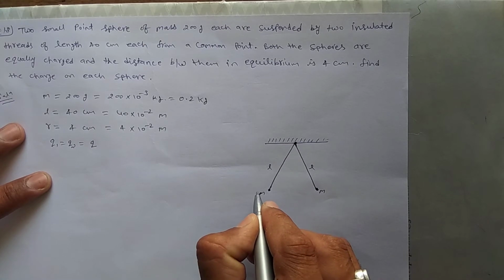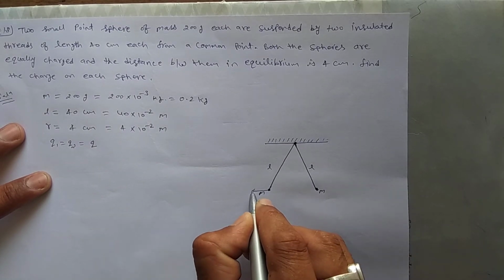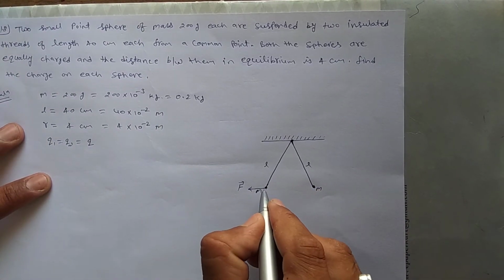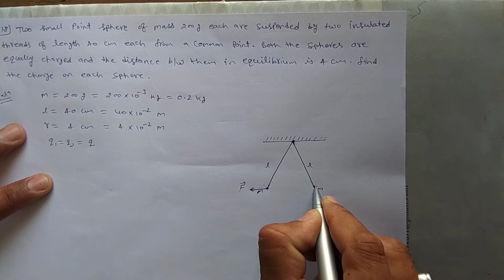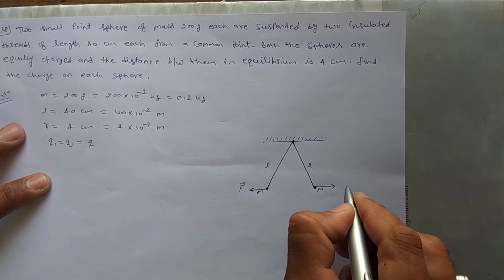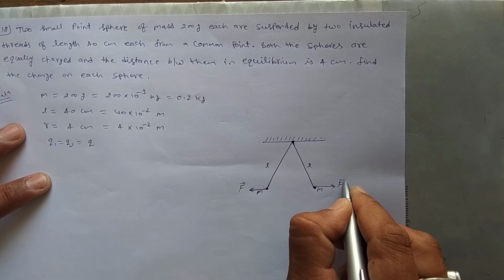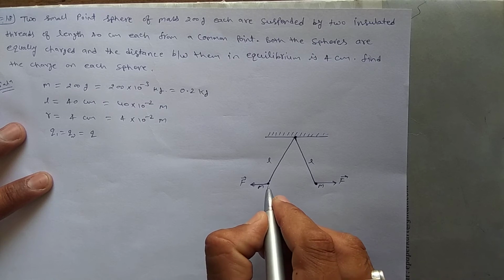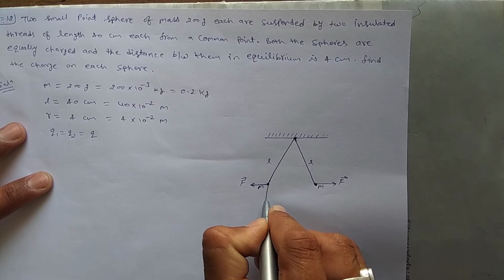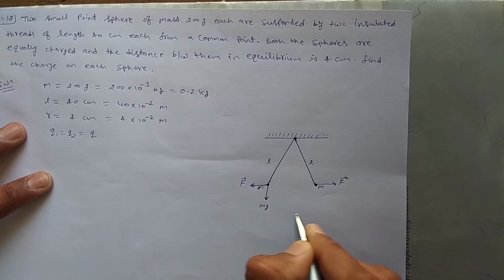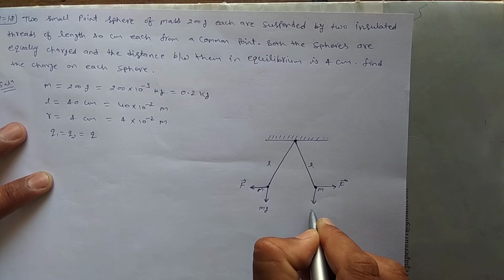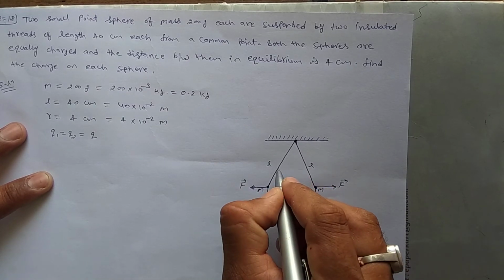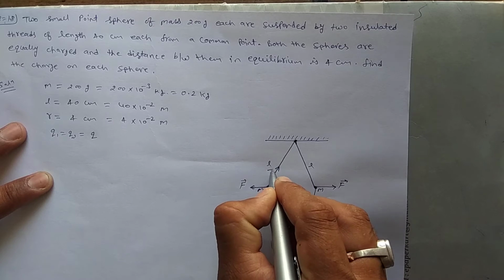Okay, means the force on this sphere is in this direction. Due to gravitational acceleration, the weight of this sphere is mg, and this is also mg. Due to this mg, a tension force T is produced in this thread.